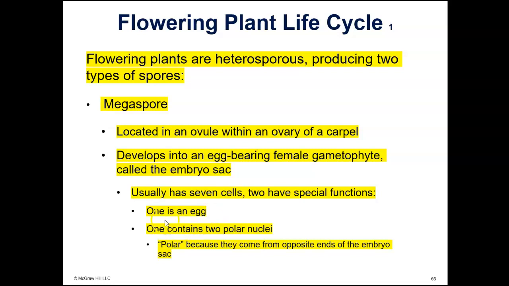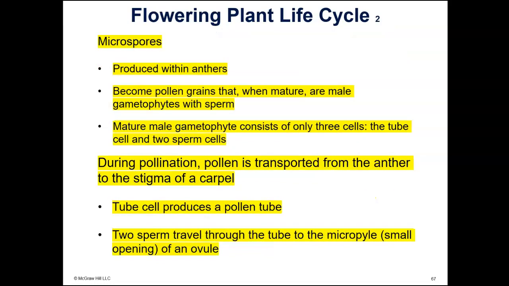One of those cells is an egg, and then one has 2 polar nuclei. They're called polar because they come from opposite ends of the embryo. And these are really the only cells that we're going to focus on. There are 7 total, so there's 5 cells that we're really not going to worry about. But I want you to know about the egg cell and then the cell that contains the 2 polar nuclei, because when we talk about how the seed is produced, that will be important.